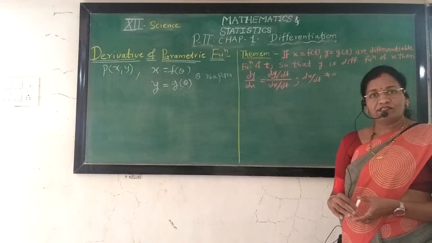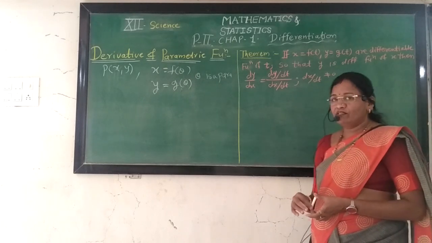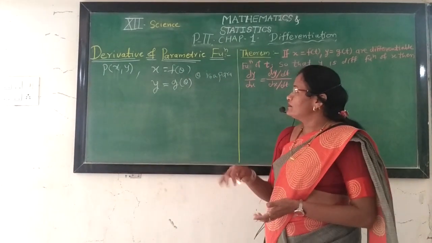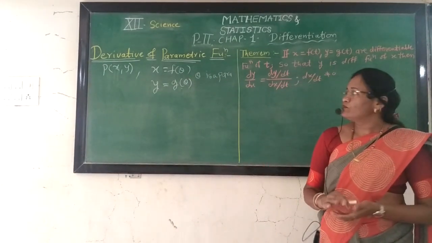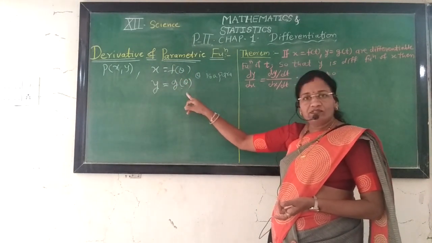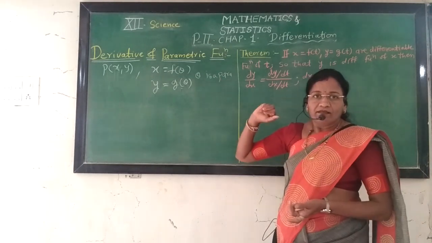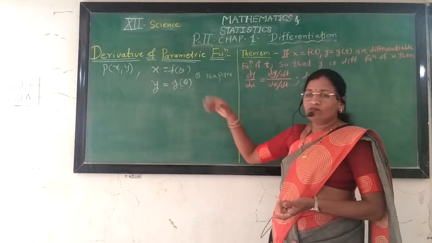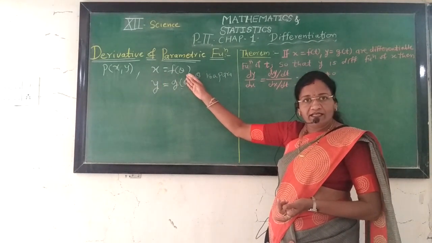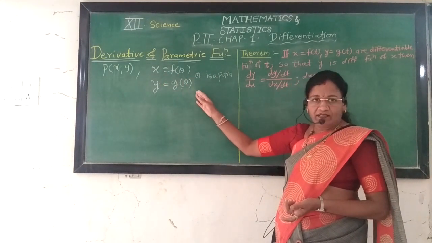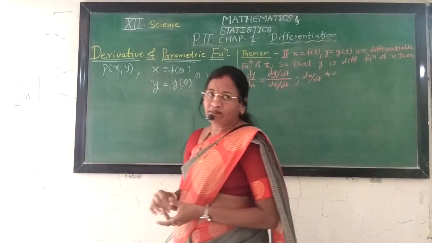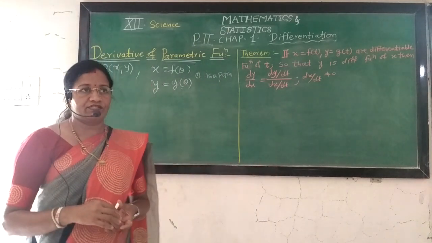Parametric functions are functions in which the Cartesian coordinates x and y can be expressed in a third variable. Suppose we take the function x is equal to f of theta, y is equal to g of theta, where theta is the parameter. Instead of theta, you can take another parameter also. Suppose x is equal to f of t and y is equal to g of t. Then the parameter is t. So by using this parameter, we have to find its differentiation.